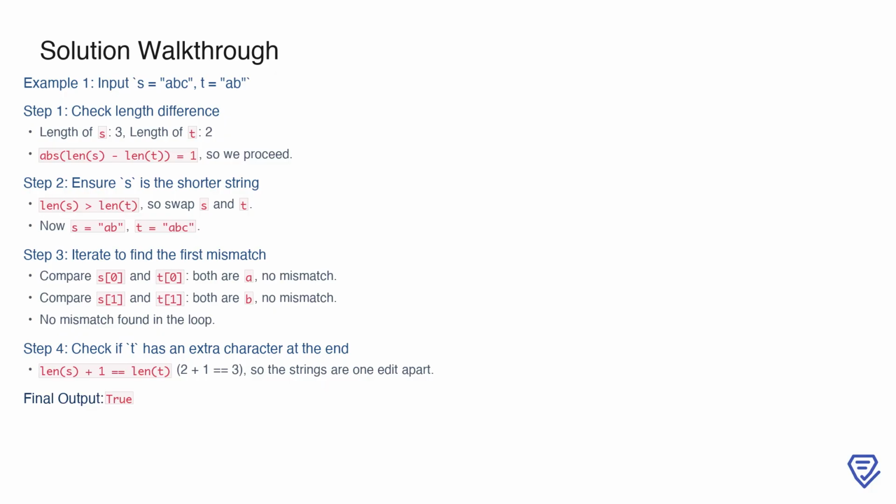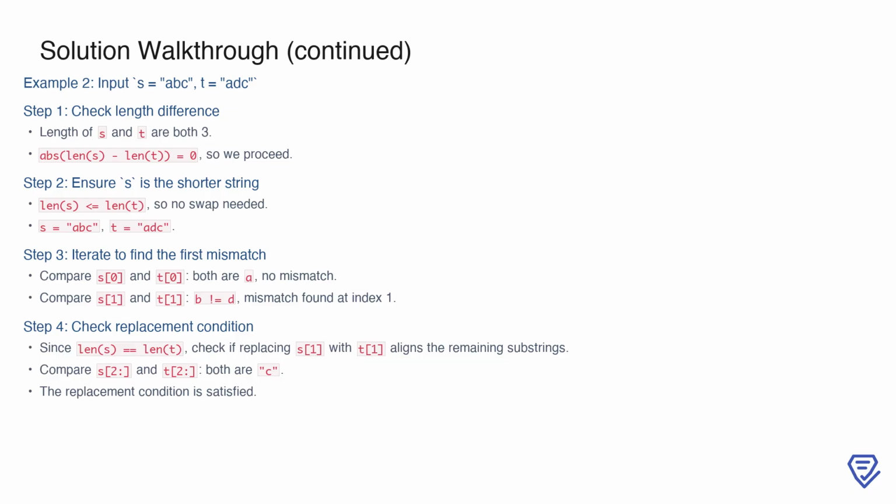Next, we iterate through the strings to find the first mismatch. We compare the characters at index 0: s[0] and t[0] are both a, so there's no mismatch. Then, we compare the characters at index 1: s[1] and t[1] are both b, so again, there's no mismatch. After finishing the loop, we check if t has exactly one extra character at the end. Since the length of s plus 1 equals the length of t, 2 plus 1 is equal to 3, the strings are one edit apart. The output for this example is true.